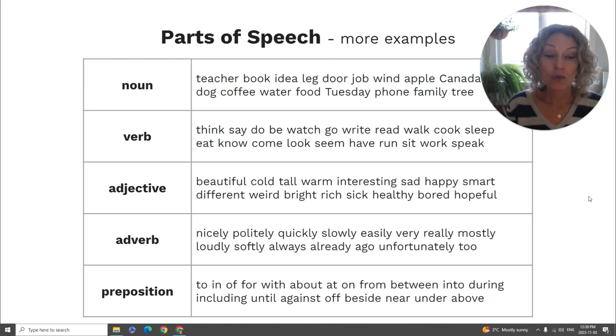Easily, very, really, mostly, loudly, softly, always, already, ago, unfortunately, too. These are all examples of adverbs. So a lot of them end in ly, but not all of them. And they are usually used to describe verbs, but they can also be used to describe adjectives or other adverbs, as in he walked very quickly, or the sky is very blue. Okay, so try to think of an adverb that has personal meaning for you. I'll give you a hint. Usually a lot of them end in ly.